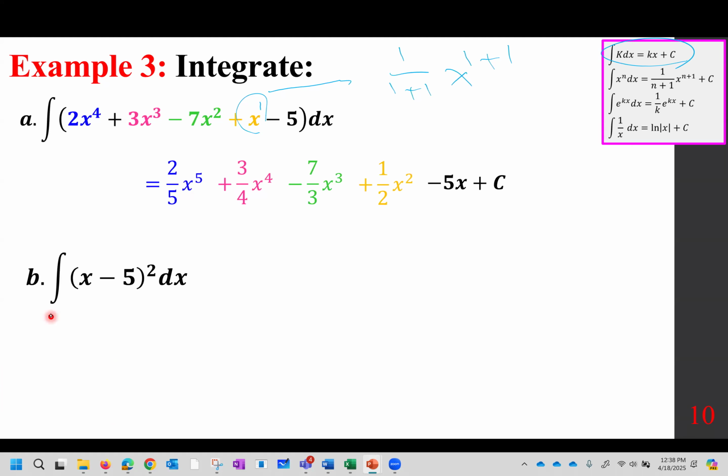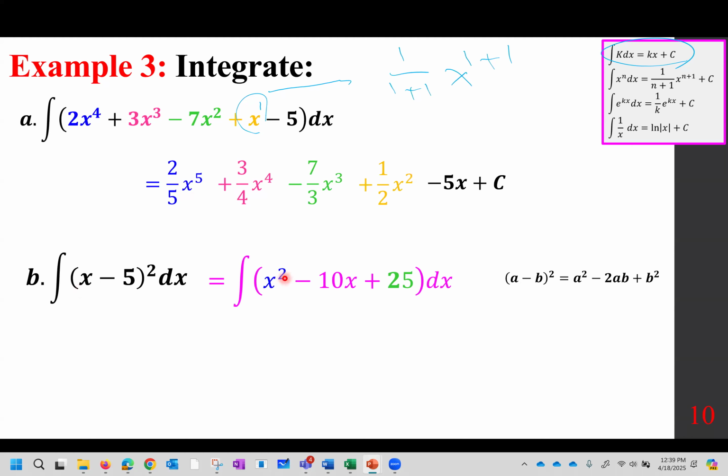The integral of x minus 5 quantity squared. This is following a minus b squared, which is a squared minus 2ab plus b squared, which gives you x squared minus 10x plus 25.